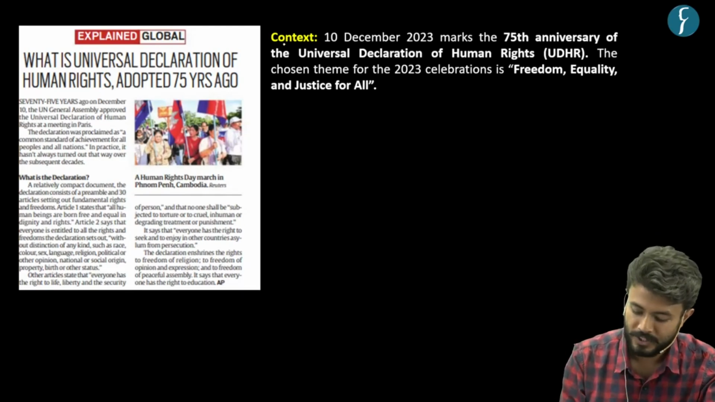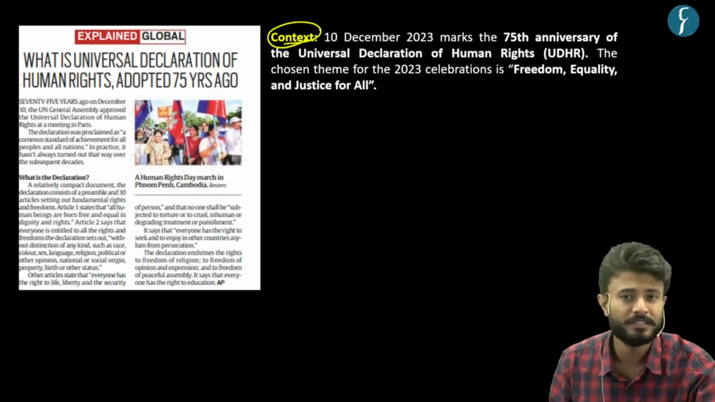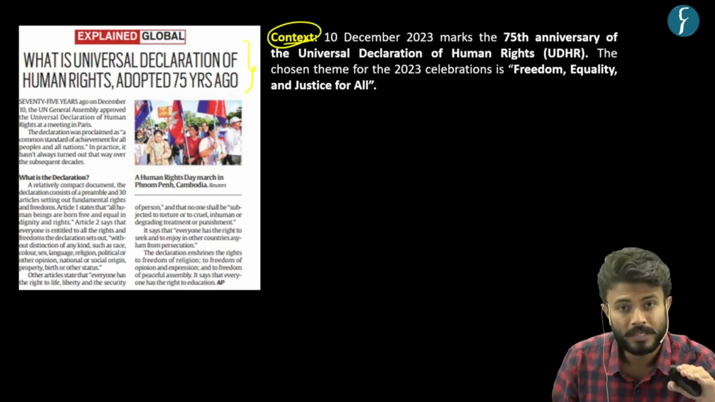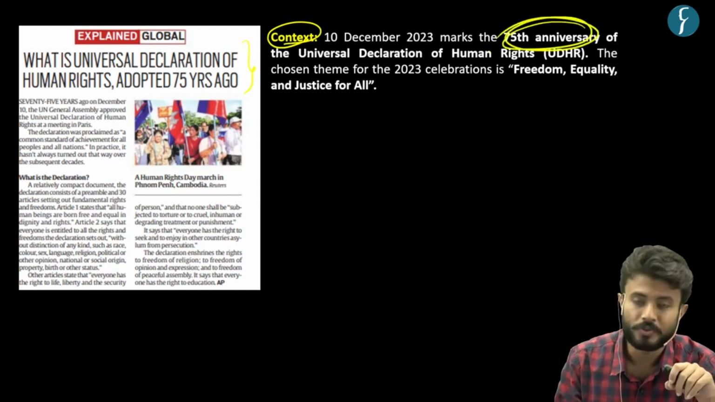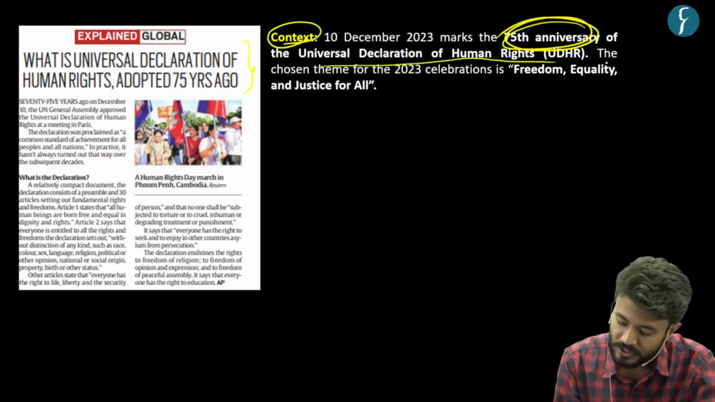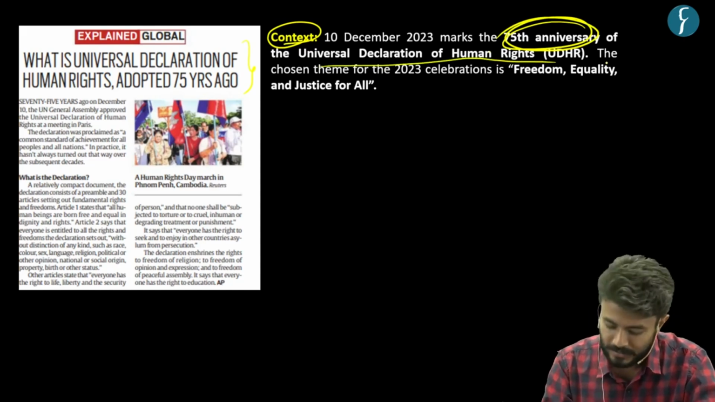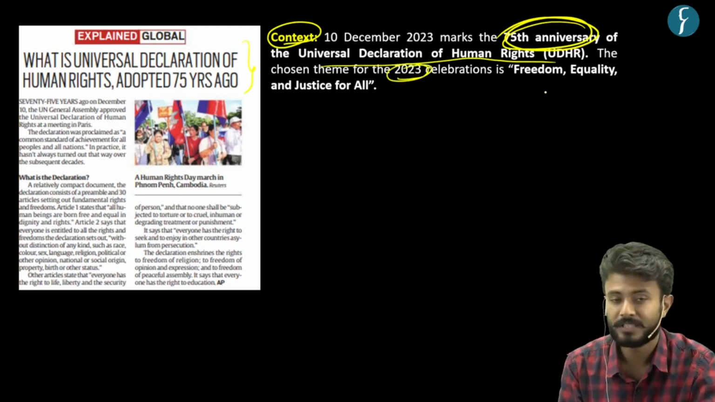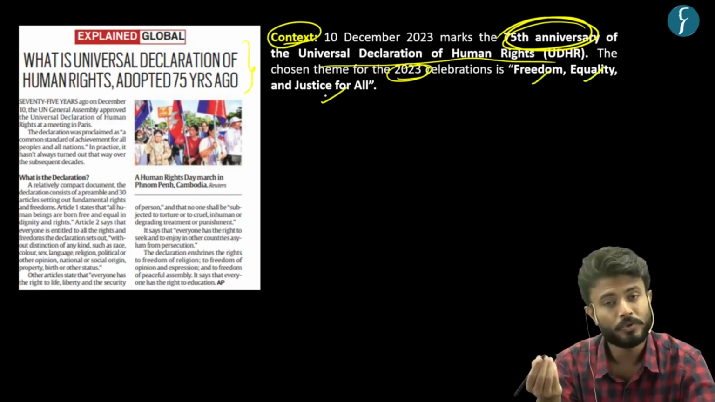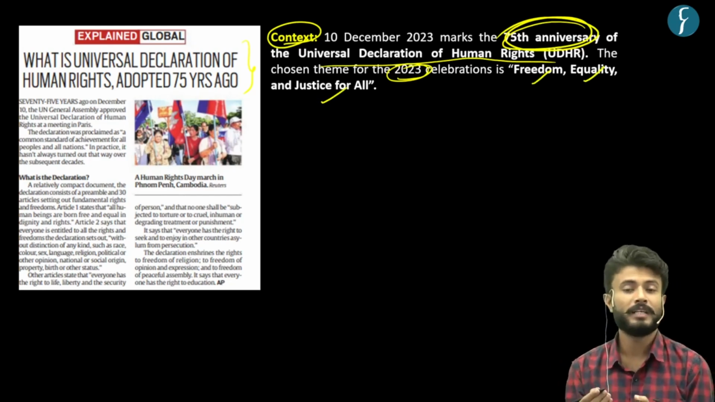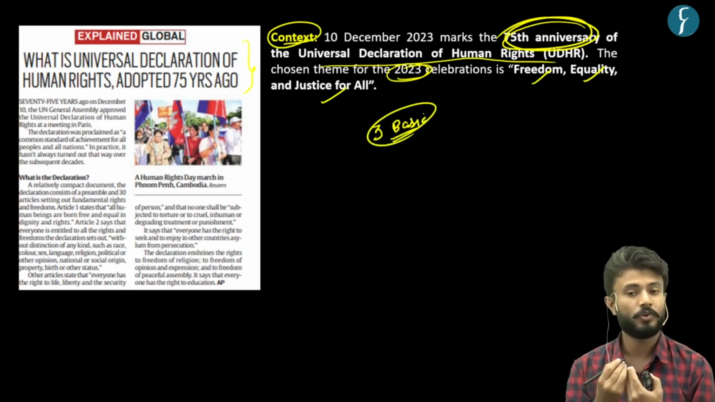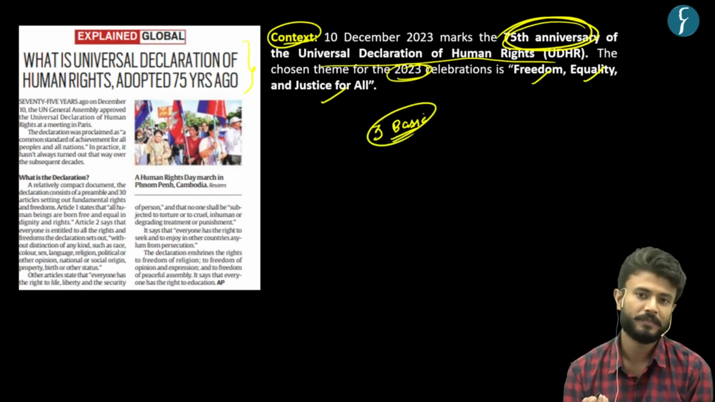Now moving to the next prelims topic. This topic is in the context of the Universal Declaration of Human Rights, which was adopted exactly 75 years ago. So this is the 75th anniversary of the Universal Declaration of Human Rights. And the theme chosen for the 2023 celebration is freedom, equality, and justice for all. And we know that these three things, freedom, equality, and justice, form the three basic principles whenever we have to talk about human rights as such, right?